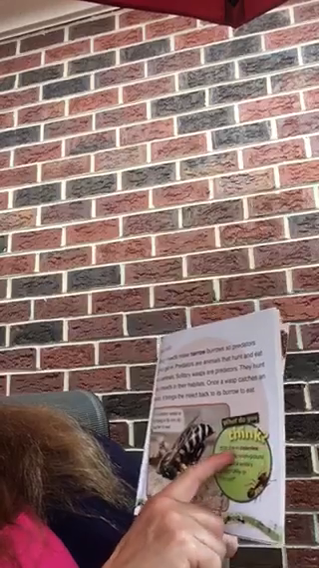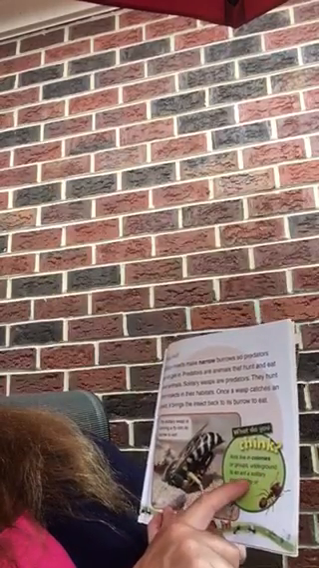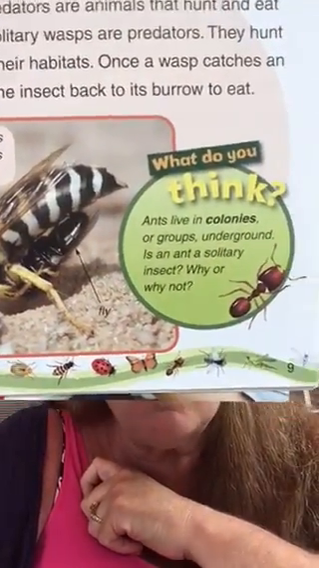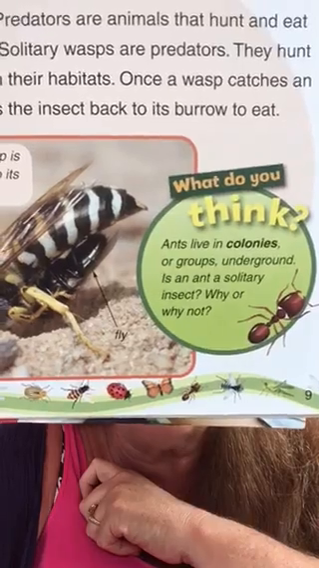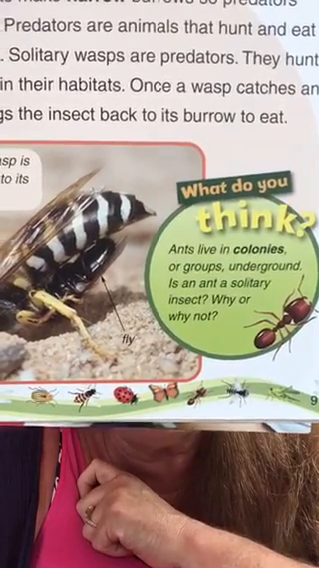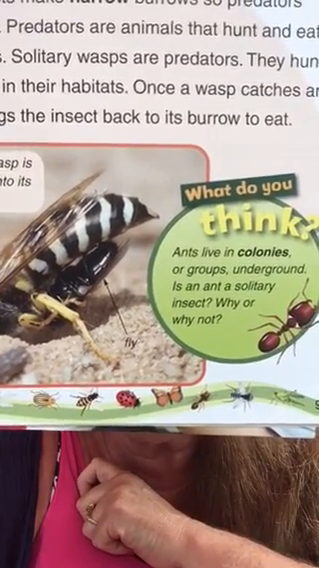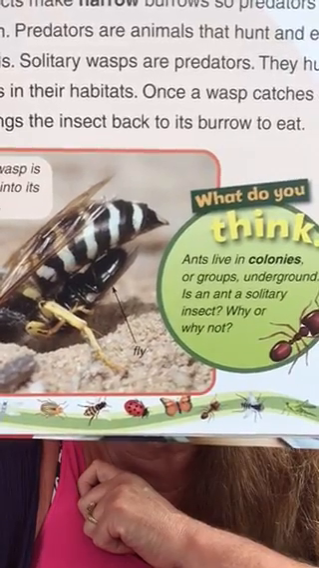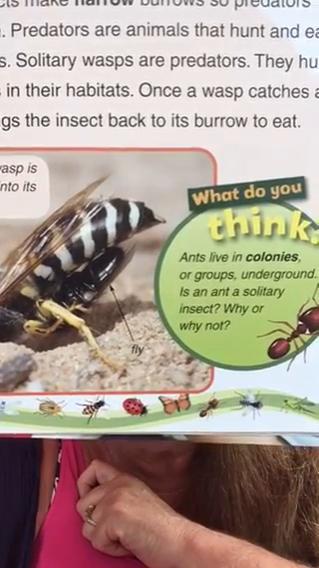What do you think? Ants live in colonies or groups underground. Is an ant a solitary insect? Well, let's think about that. Who remembers when we went for a walk up on the hillside and we took the top off of the ant hill? Was there one ant in there, which would be solitary, or are there many, many ants, which would be a colony? That's right. Many, many ants live together in a colony, right?